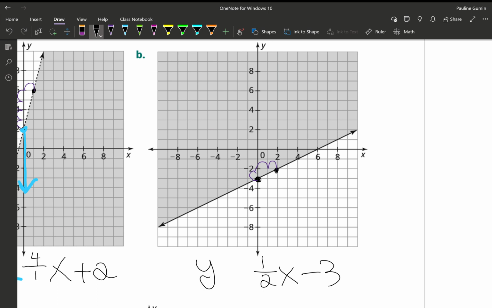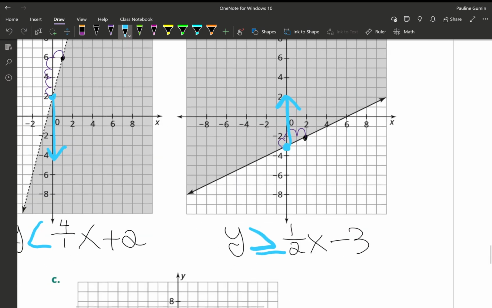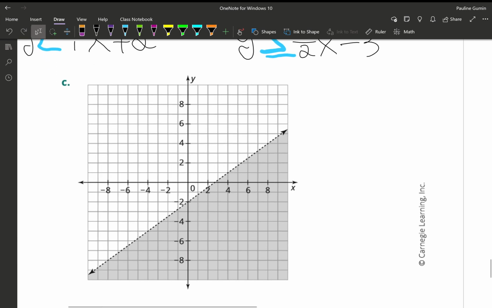Okay. Now, will our symbol have a solid line underneath it? The answer is yes, because we see a solid line. Now let's see which direction we need to point our arrow and our symbol. I'm going to put a dot on the y-intercept, and it looks like I'm pointing an arrow up towards the shaded area, so that means it's greater than. There we go. All right, last one, letter C.